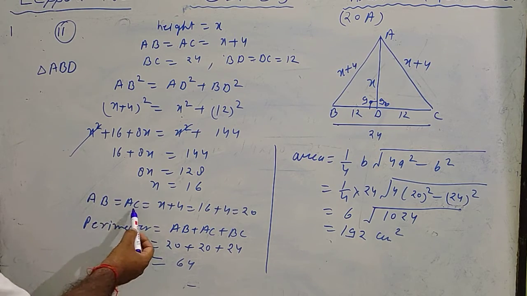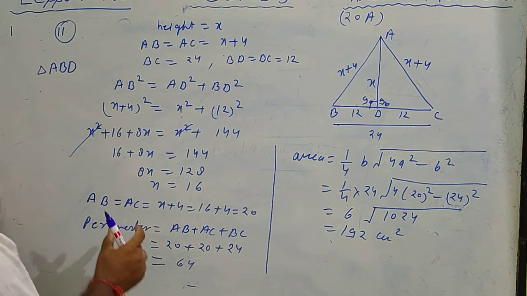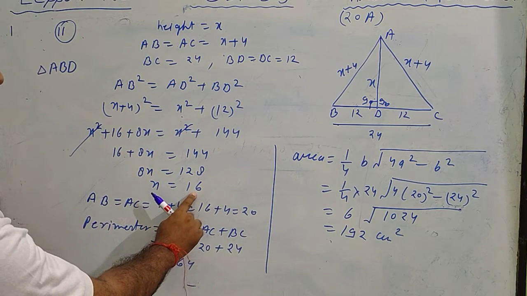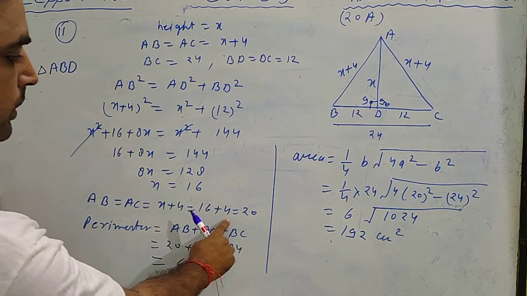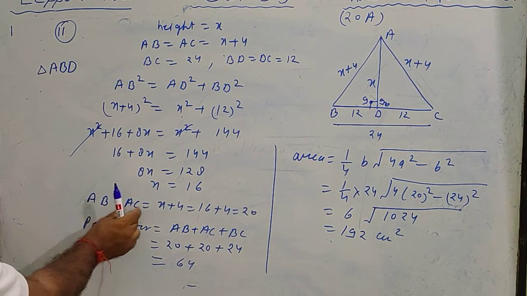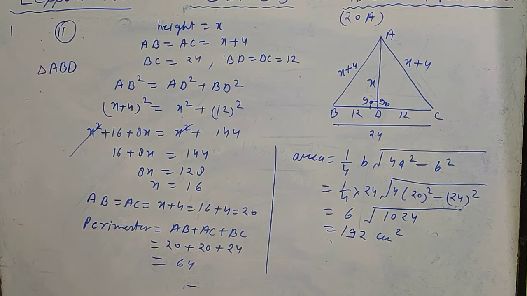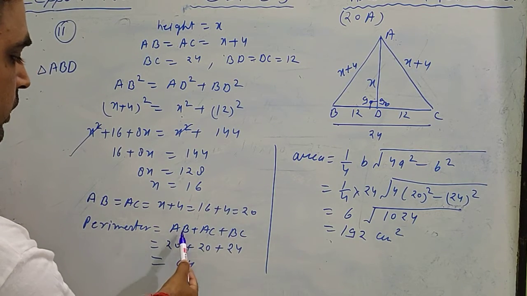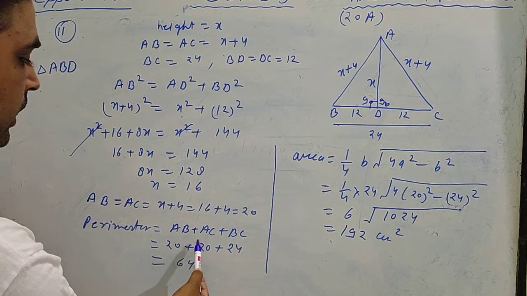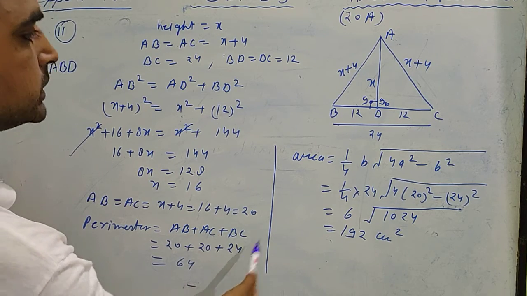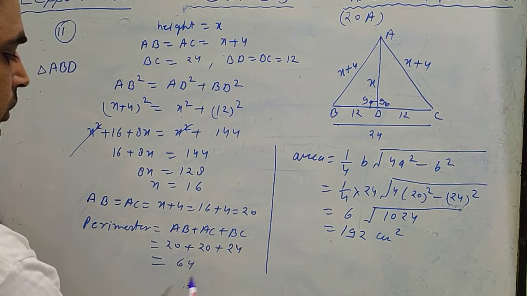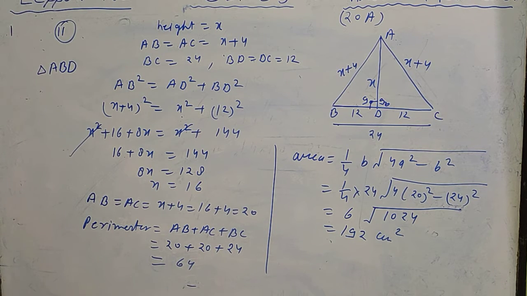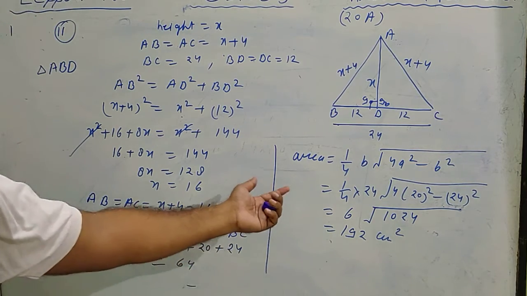Now AB is equal to AC, what? x plus 4, and the value of x is 16. So put the value of 16 here. 16 plus 4 is equal to 20, means the equal side will be 20 centimeter. Now you have to find the perimeter of the triangle. Perimeter means the sum of all three sides. So AB plus AC plus BC. AB 20, AC 20 and BC given 24. So add all three, 64, means the perimeter of the triangle will be 64. Now you have to find the area of the triangle. So it is an isosceles triangle.